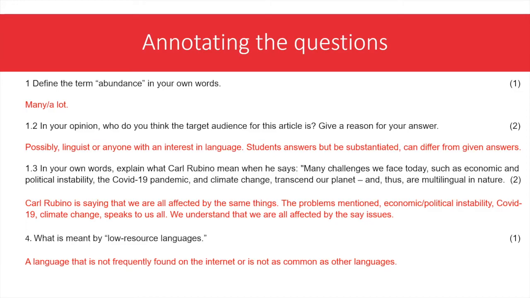And then finally, number 4, what is meant by a low resource language for 1 mark? It is a language that is not frequently found on the internet or is not as common as other languages on the internet. This is a simple question. I would have liked you to have highlighted what is meant by. You could have highlighted even the whole question.